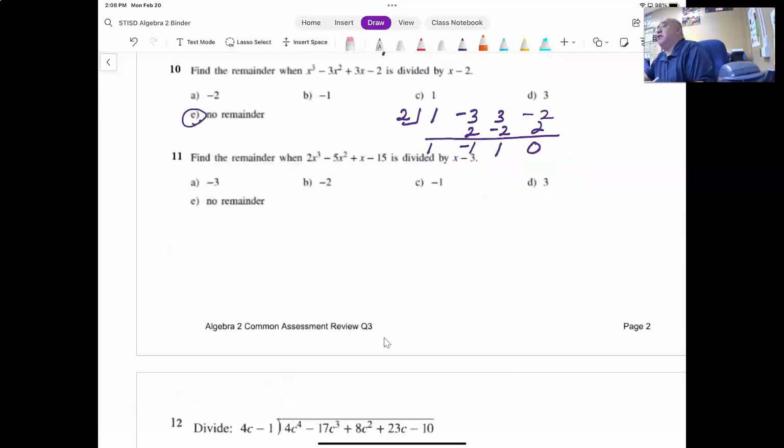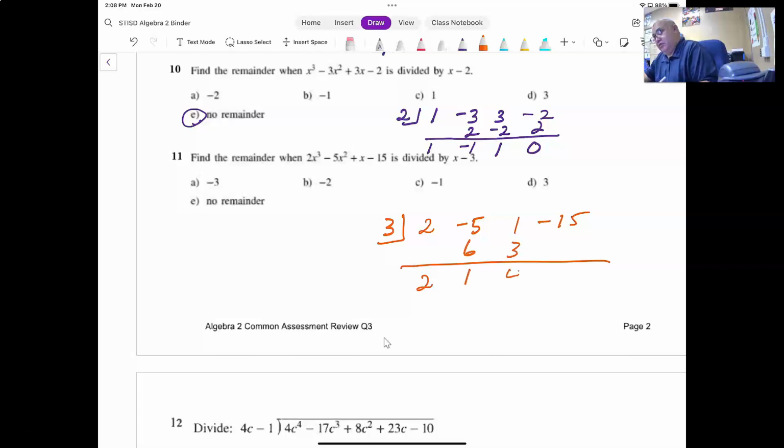So we're going to find the remainder. So we have 3, and then we have 2, negative 5, 1, negative 15. Bring down 2. 3 times 2 is 6. Negative 5 plus 6 is 1. 3 times 1 is 3. 1 plus 3 is 4. 3 times 4 is 12. Negative 15 plus 12 is negative 3. So your remainder is negative 3.